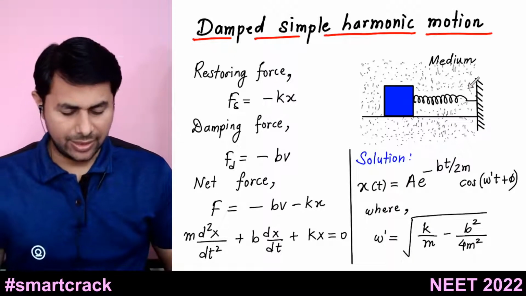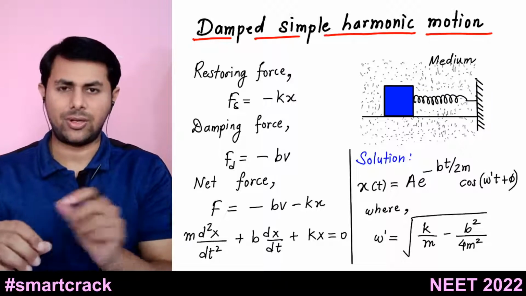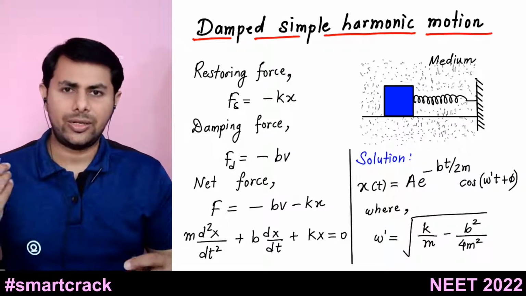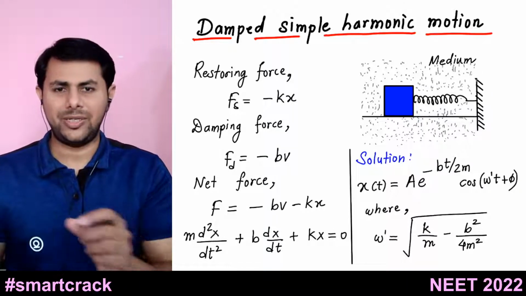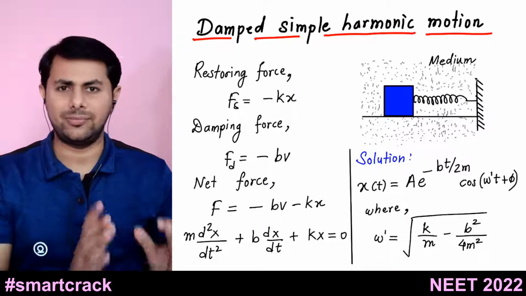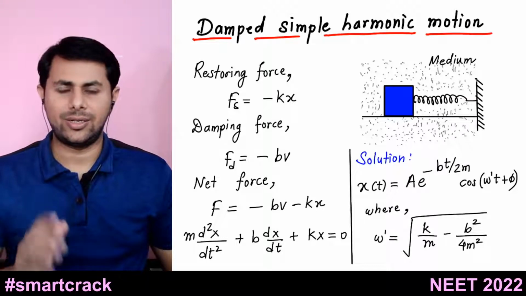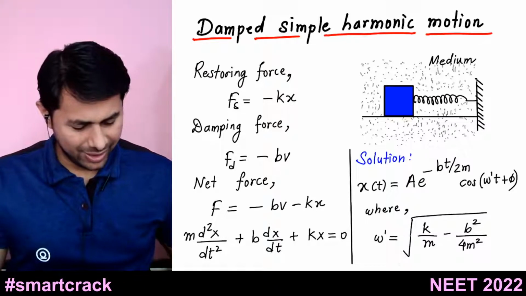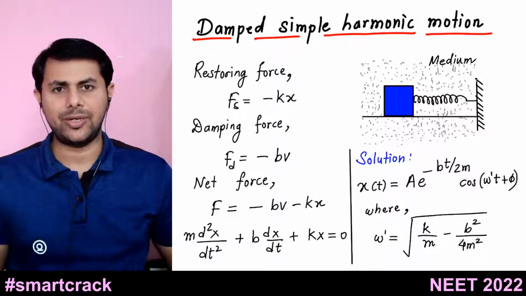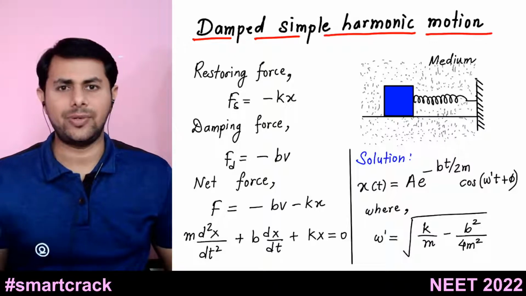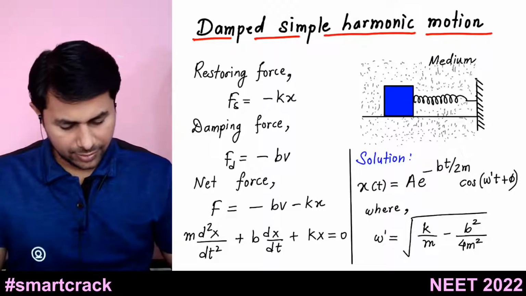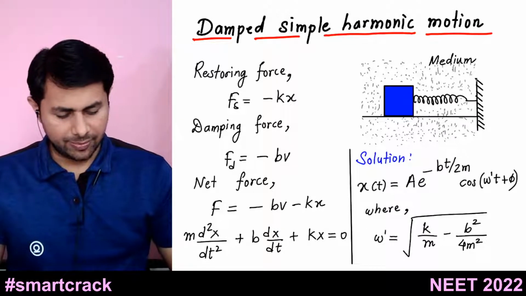So the effect of the medium is that it decreases the amplitude of oscillations, and after some time, at t equals infinity, let's say, the amplitude will die out. Because the medium is resisting this oscillation, the amplitude will go on decreasing and finally become 0. So this block will stop oscillating. Its frequency of oscillations is also reduced compared to the earlier case, the simple harmonic motion, because now the medium is also resisting it. So this is the damped simple harmonic motion.